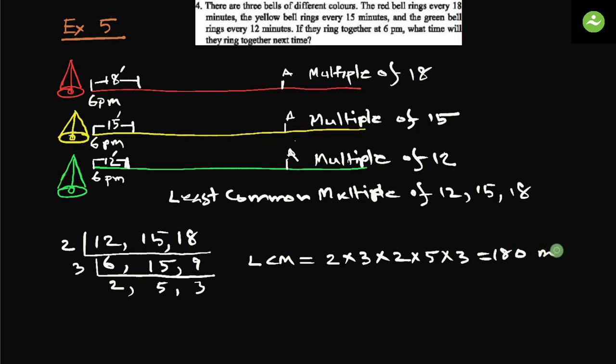180. Unit is minute. Minute here they used 18 minutes, 15 minutes, 12 minutes. So 180 minutes means 3 hours. So 3 hours means this was 6 p.m. So 6 p.m. then 7 p.m., 7, then 8, then 9. This will be 9 p.m.